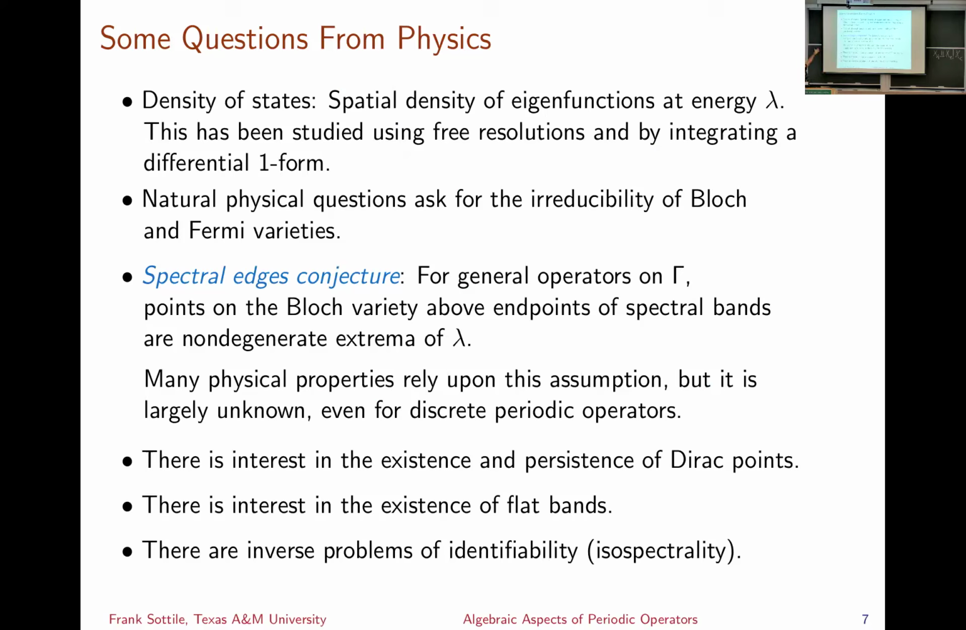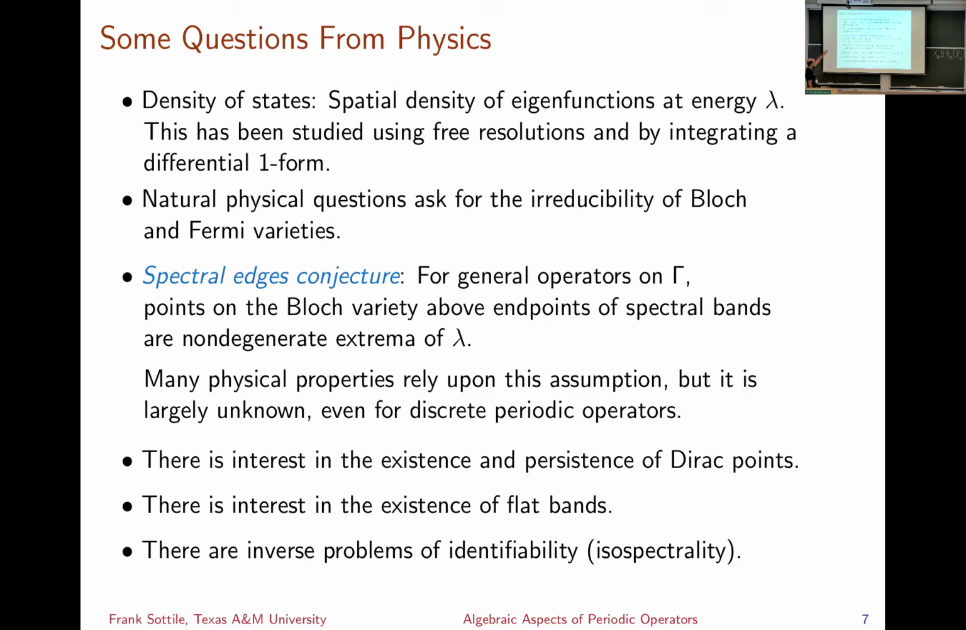Natural physical questions ask for irreducibility of the Bloch or Fermi varieties. You'll see some of those in our group. Some of the earliest work in physics was about whether these things are irreducible or not. For one thing, if it's irreducible, you know that knowing a small part of this Bloch surface or Bloch variety determines the rest of it, because they're complex analytic varieties.